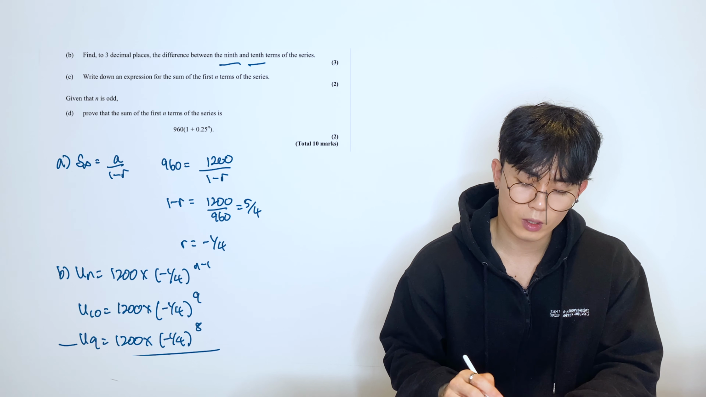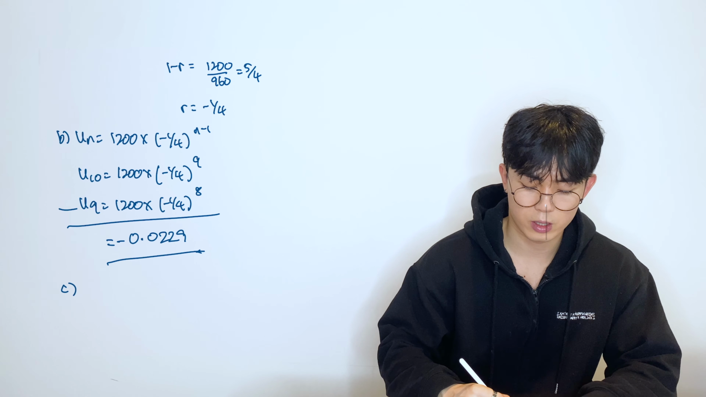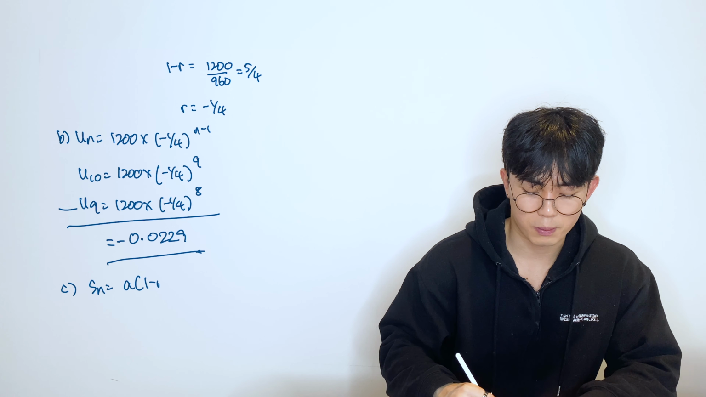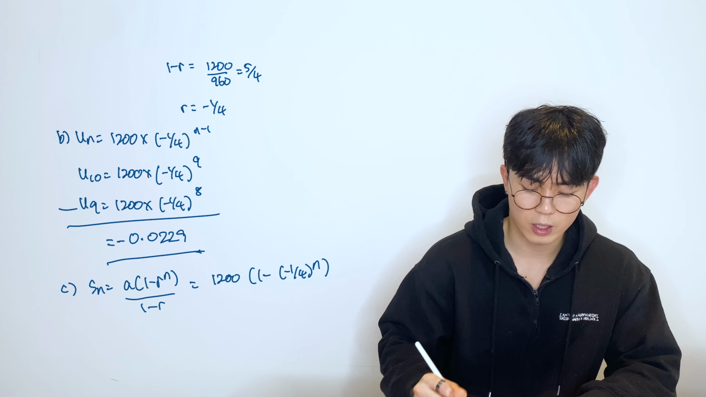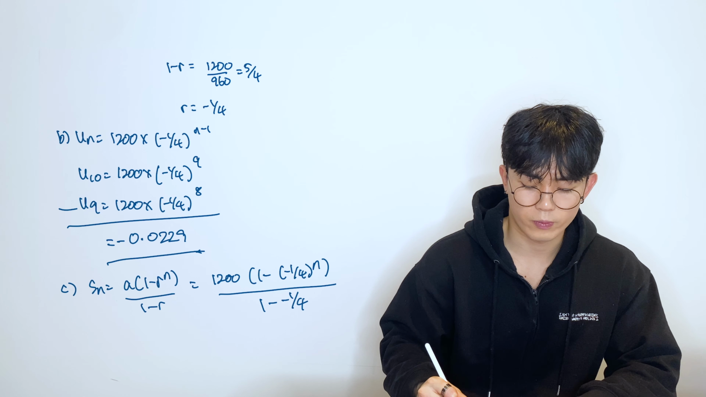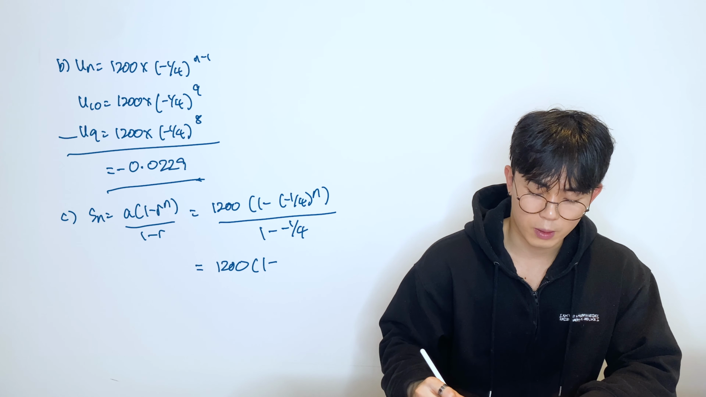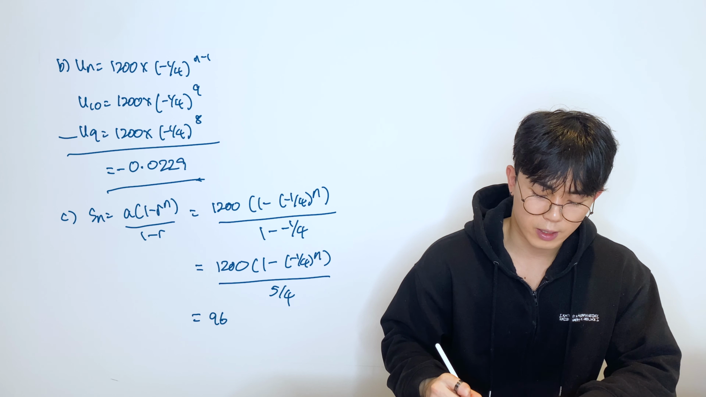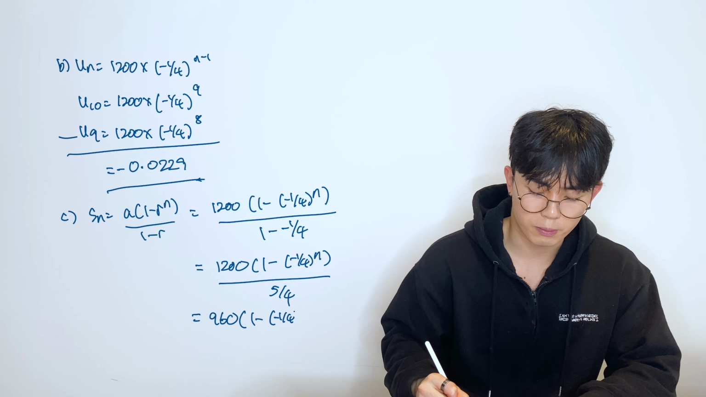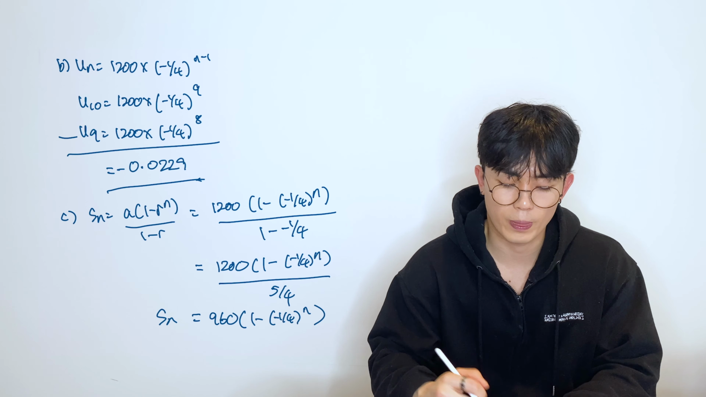Right. Write down an expression for the sum of the first n terms of the series. So they're asking us now for the sum equation. So Sn is equal to a times 1 minus r to the n over 1 minus r. a is 1200. We have 1 minus a quarter to the power of n over 1 minus a quarter. And obviously you can simplify this a bit. So I'm going to get 1200 times 1 minus 1 over 4 to the n, over 5 over 4. And this will give me 960 times 1 minus a quarter to the power of n. This is the sum equation for this particular geometric series.